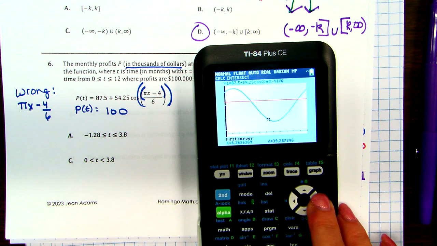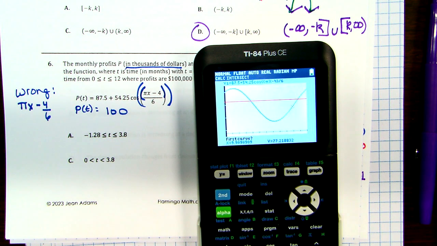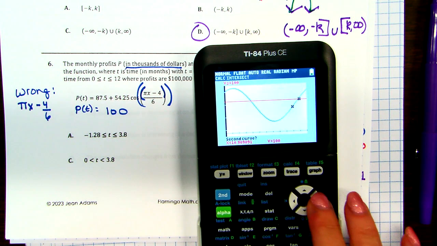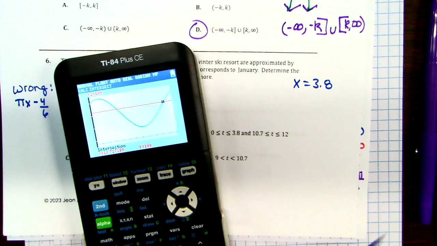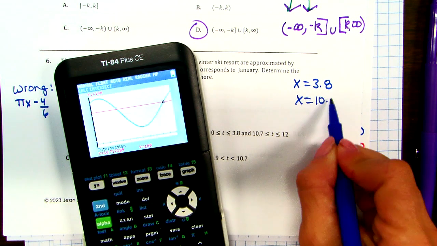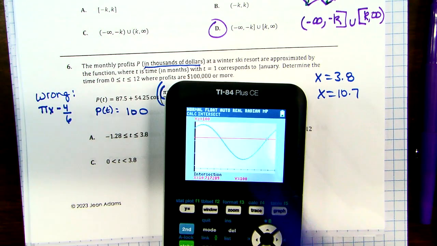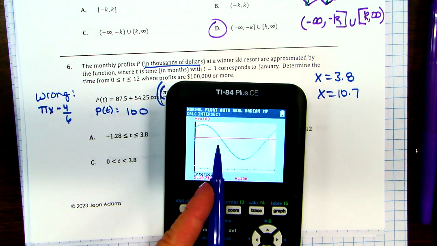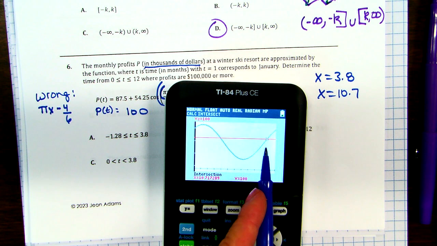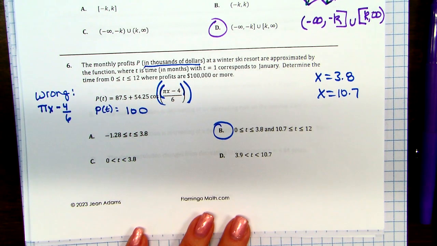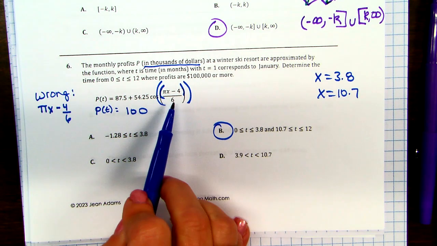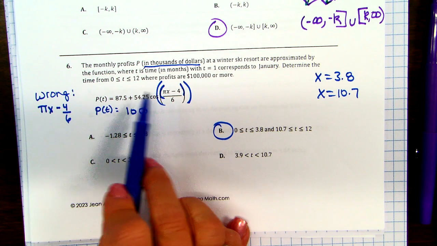If there's one thing we should all be able to do on these calculators, it's intersection. I feel like we've had to do it on every single test. Enter, enter, enter, and I get 10.7. So those are the two intersecting places. Remember, we went from 0 to 3.8, and then 10.7 to 12, and so you can see that would be, okay? So just be really careful putting it in your calculator, and then looking at your window.